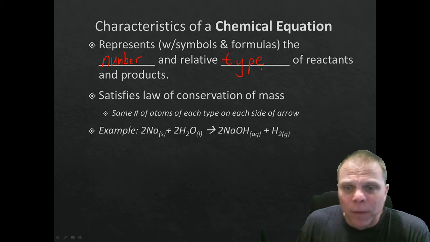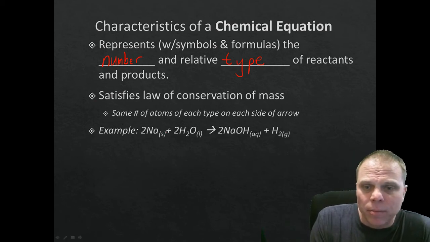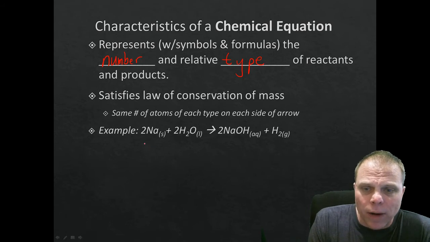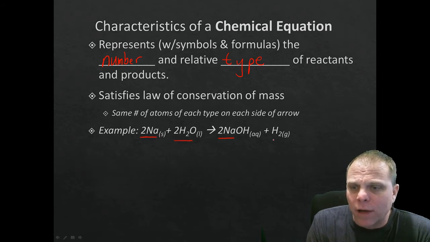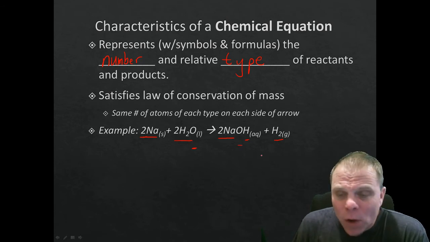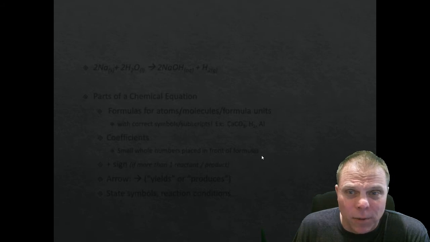So for example, here you can see that I've got sodium and water reacting, and I've got two sodiums here and I've got two sodiums here, right? We have to make sure we have the same amount. I've got 4 hydrogens and I've got 2 plus 2 hydrogens. So I've got 4 hydrogens. I've got 2 waters and I've got 2 oxygens, and I've got 2 oxygens. We have to make sure that they're the same on both sides of the equation.